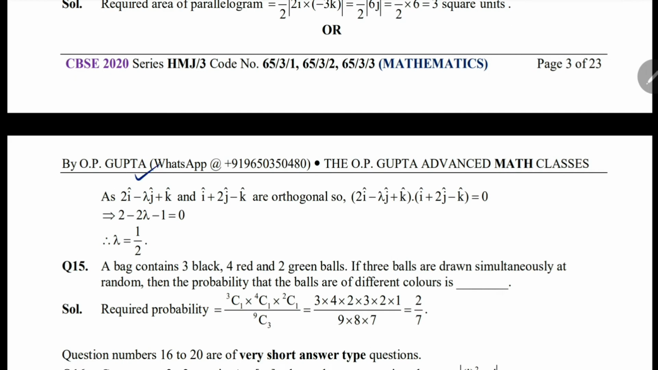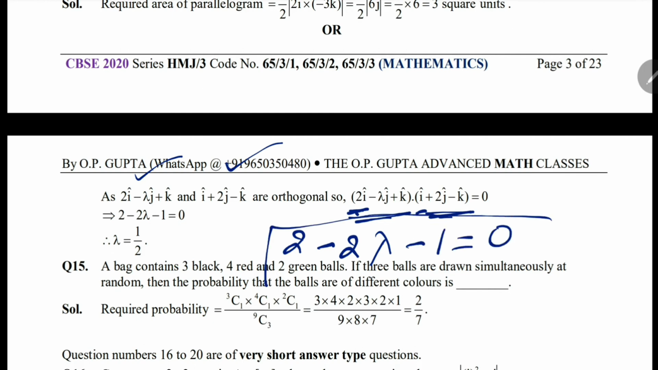So here is the first vector and this is the second vector. We are taking their dot product. So 2 i cap into i cap, that is 2, minus lambda j cap into j cap plus 2 j cap, that means minus 2 lambda, and then 1 k cap into minus 1 k cap, that means minus 1, that is equal to 0. On simplifying this expression, you will get lambda equal to 1 by 2. That is the answer of this problem.